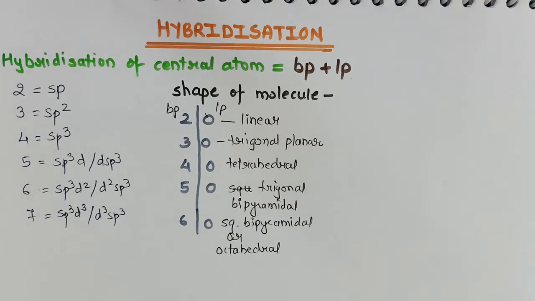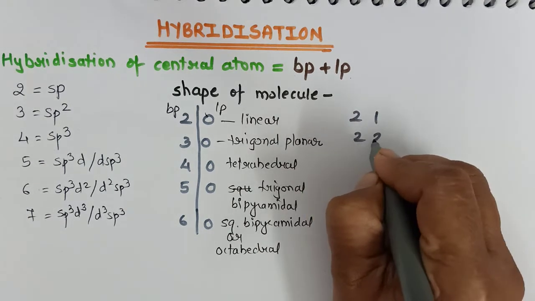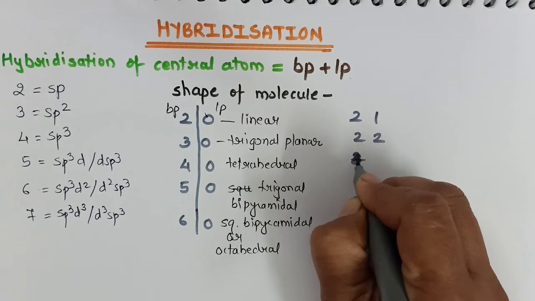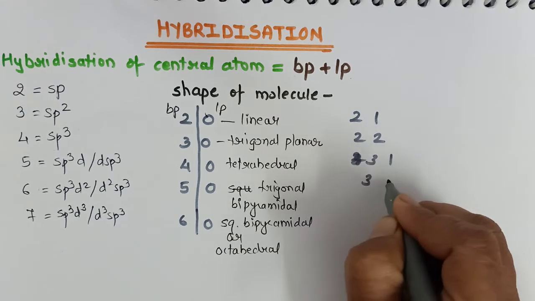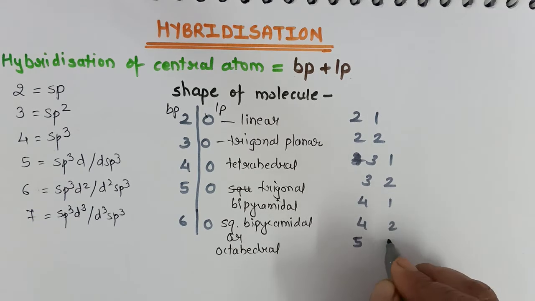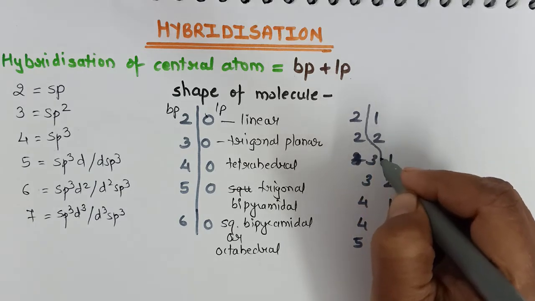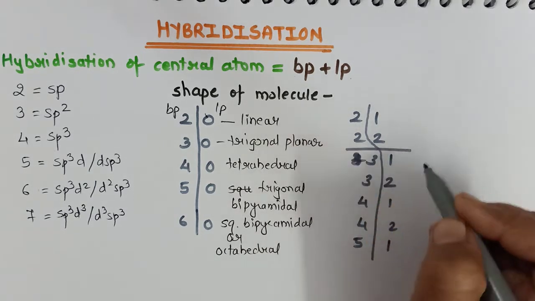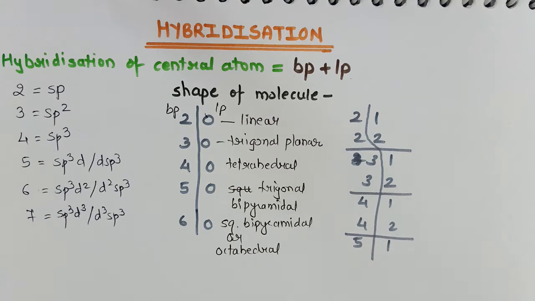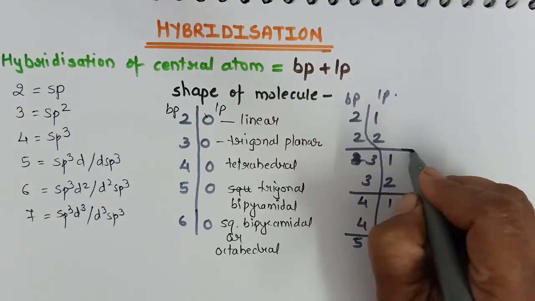That was all about molecules with no lone pair, but many molecules have lone pairs. In that case, how do we predict the shape of the given inorganic molecule? Again, we will use a table. Certain numbers I will write here: 2,1; 2,2; 3,1; 3,2; 4,1; 4,2; and 5,1. I will divide them. These indicate the bond pairs and these indicate the lone pairs.